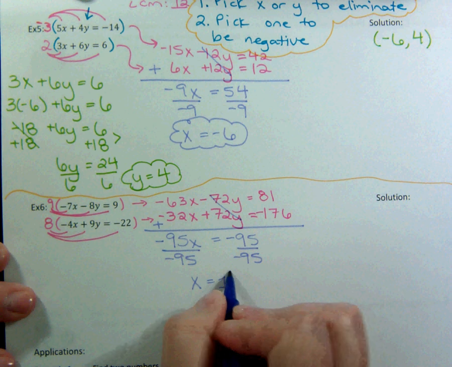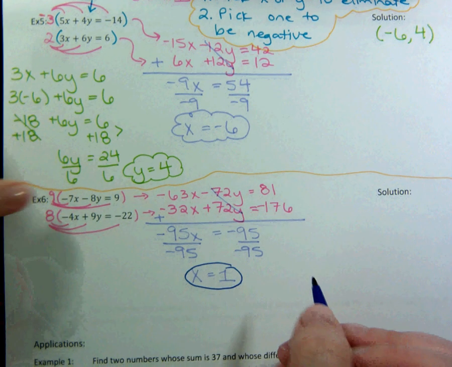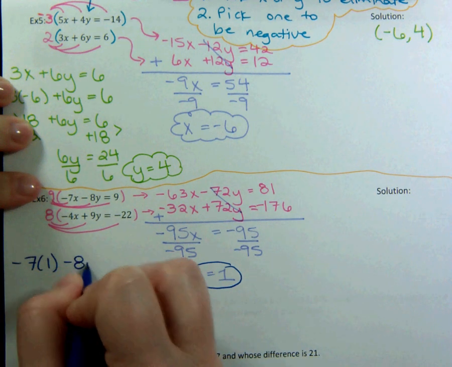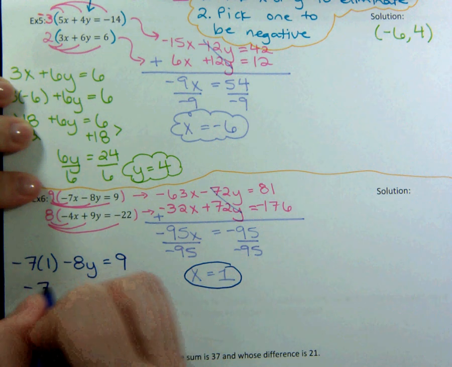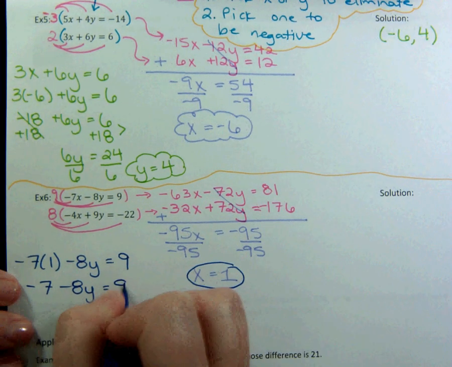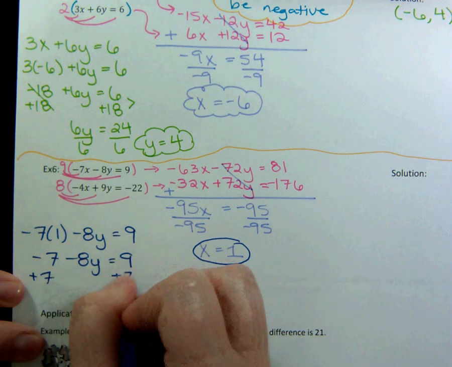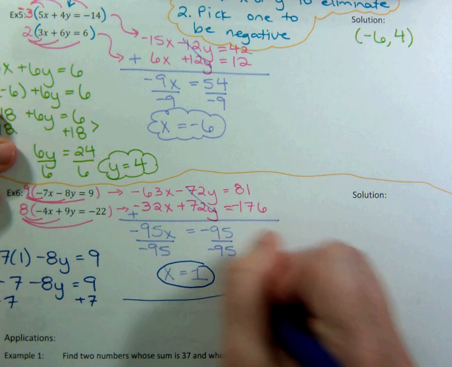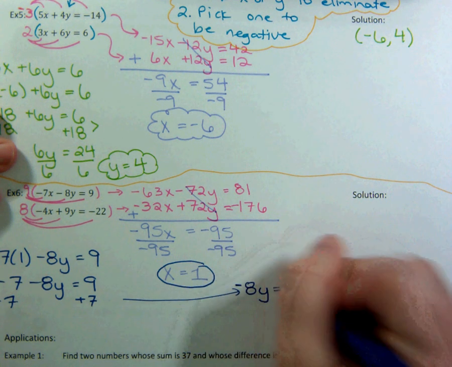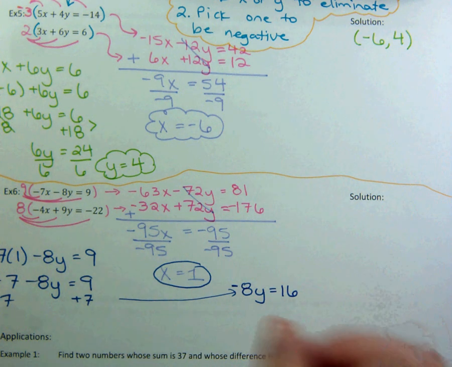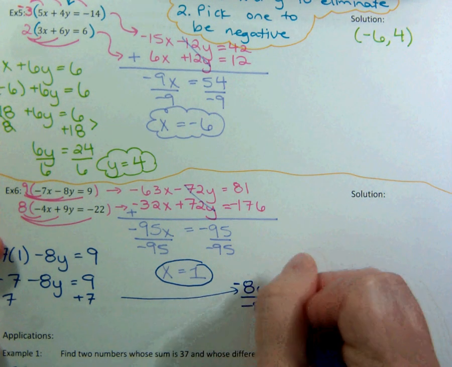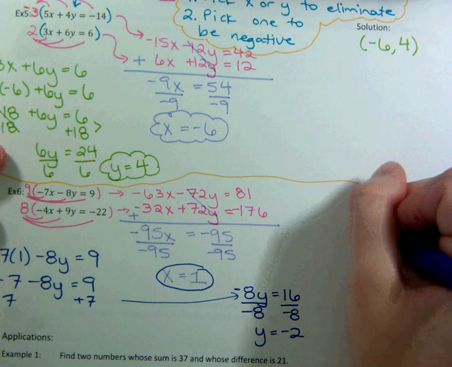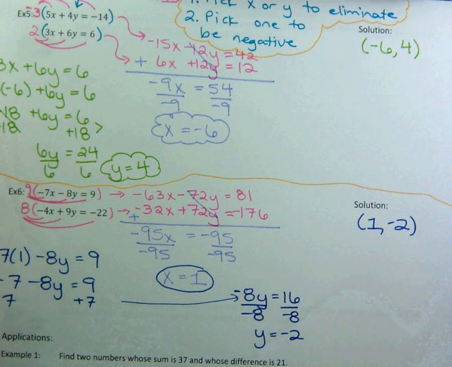Then we'll plug back in to one of the original equations. I'm going to use the top one. We have negative 7 times 1 minus 8y equals 9. So it's going to be negative 7 minus 8y equals 9. Add 7 to both sides. Bring it over here where I have some more space. We should get negative 8y equals 16. Divide both sides by negative 8, and y equals negative 2. So my solution would be 1, negative 2.